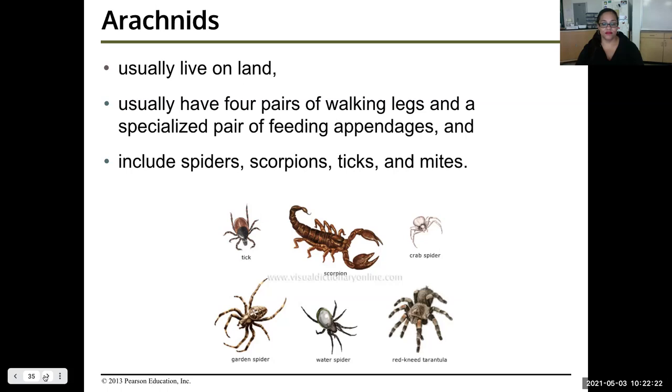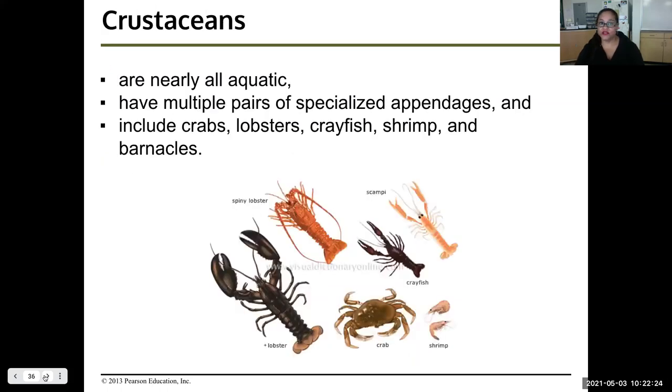Crustaceans are nearly all aquatic. They have multiple pairs of specialized appendages and include crabs, lobsters, crawfish, shrimp, and barnacles. Crustaceans are the things that we eat out of the sea, besides fish.